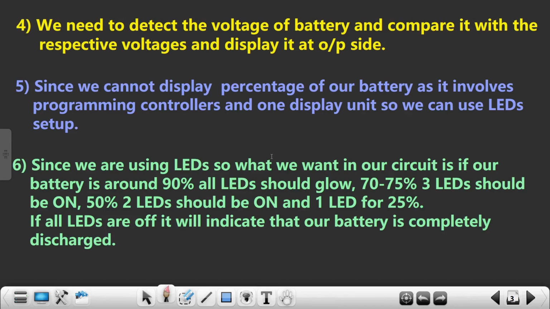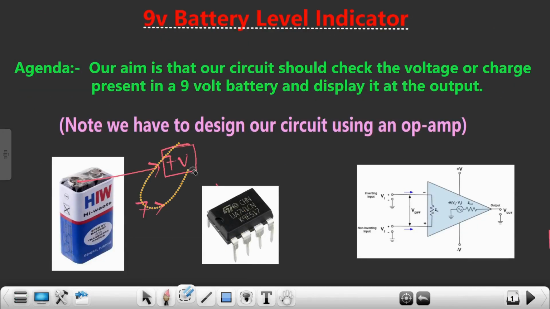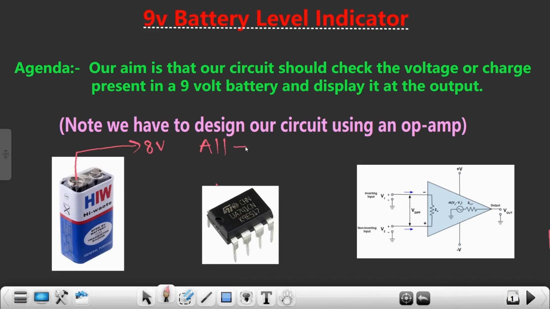Getting my point? Whenever you design any circuit, you should first focus upon the result. What should be your outcome? Your outcome should be according to your desire. What I want is that if our battery is around 90% charged, meaning it is delivering around 8 volts of its overall voltage, then all the LEDs should be on. We really don't know how many LEDs are present over there, but all of them should be on. This is what I want.